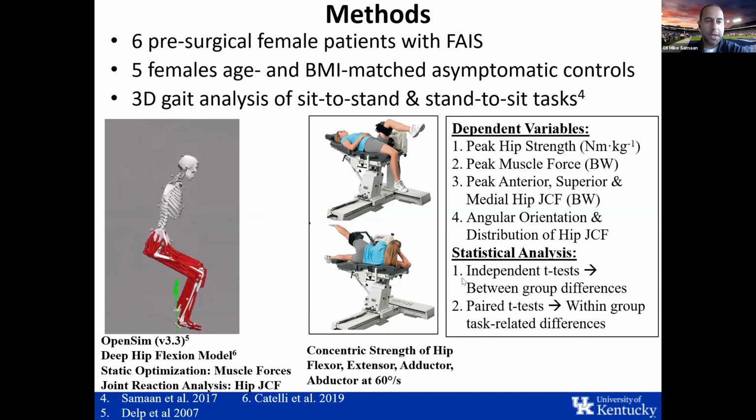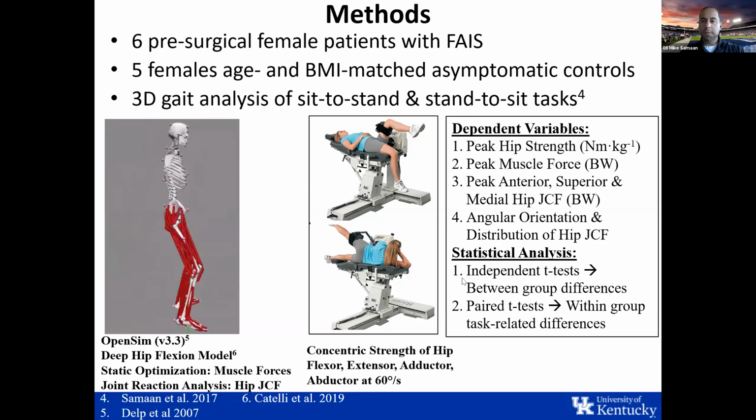Everyone underwent a 3D gait analysis of the sit to stand and stand to sit tasks at a self-selected speed. And then we used these data in OpenSim and utilized the deep hip flexion model to estimate muscle forces and hip joint contact forces using static optimization and joint reaction analysis, respectively.